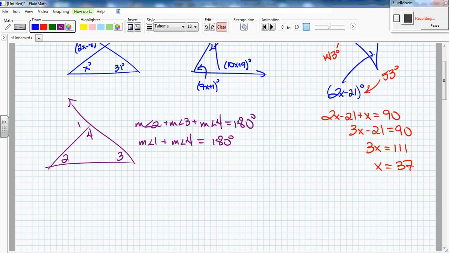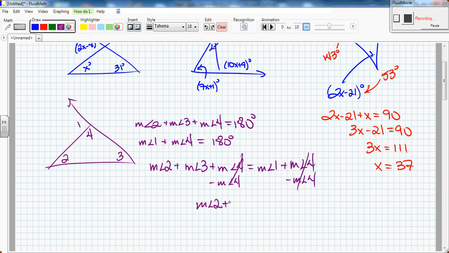Now given that they're both equal to 180, we can use substitution to set them equal to each other. So this sum is 180, so is this, so this sum has to equal this one. So we have the measure of angle 2 plus the measure of angle 3 plus the measure of angle 4 equals the measure of angle 1 plus the measure of angle 4. What we notice on both sides, we have an angle 4. When we subtract, it cancels out. So what's left behind is the measure of angle 2 plus the measure of angle 3 equals the measure of angle 1.